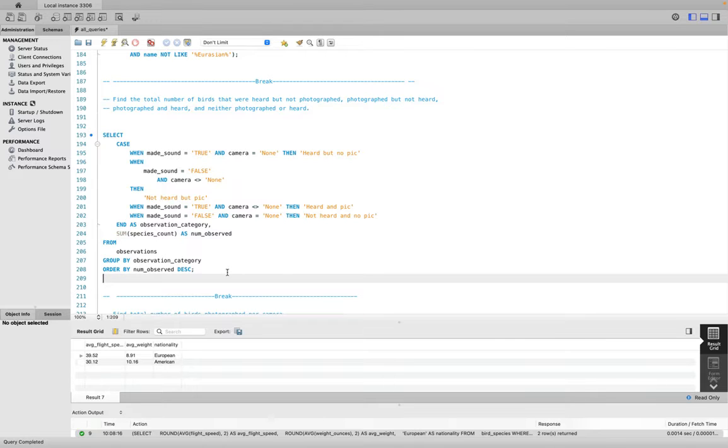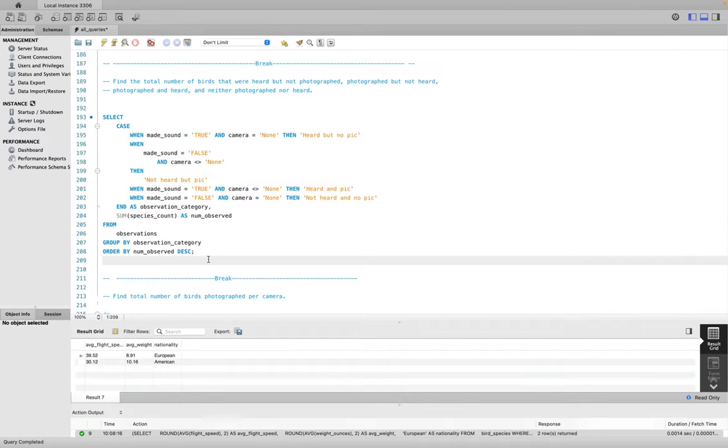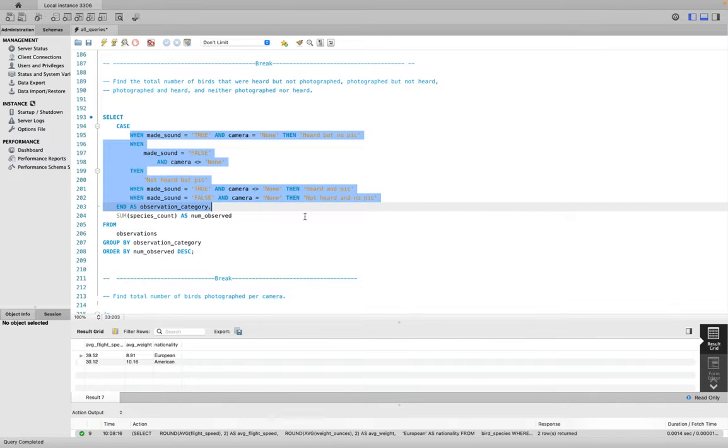So the next query is finding the total number of birds that were heard but not photographed, photographed but not heard, photographed and heard, and neither photographed nor heard. So we're going to have a case statement where we check to see if the bird made a sound and what kind of camera was used, if no camera was used, or if there was a camera that was used, and we're going to check that by using these statements right here.